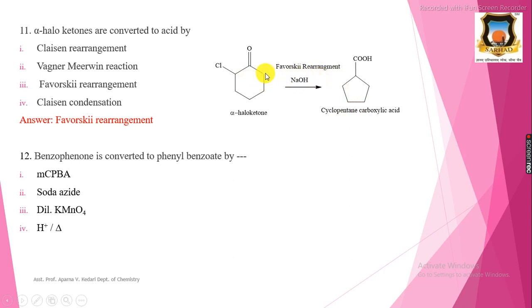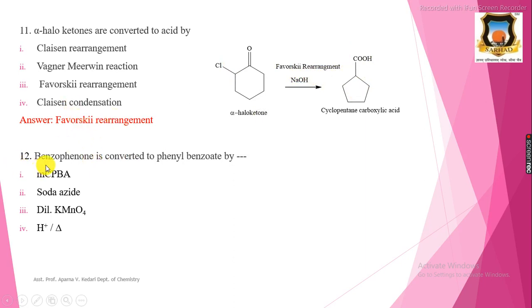This alpha hydrogen atom is abstracted by this base, then a carbanion is generated. This carbanion attacks the carbon which bears chlorine, and there is removal of chlorine. Then further attack of OH minus gives the cyclopentane carboxylic acid. Therefore the correct answer is Favorskii rearrangement.